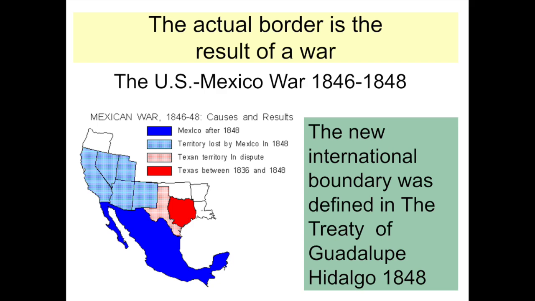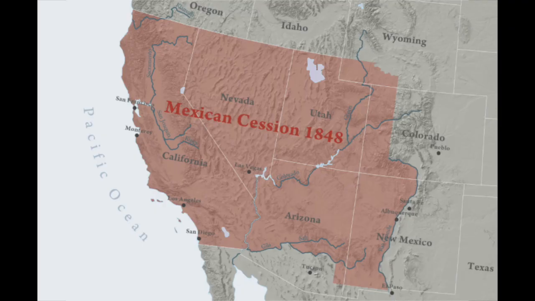It was a major loss for Mexico. Around 55% of its territory was gone. Meanwhile, the US expanded westward and gained what are now the states of California, Nevada, Utah, Arizona, New Mexico, and Texas.